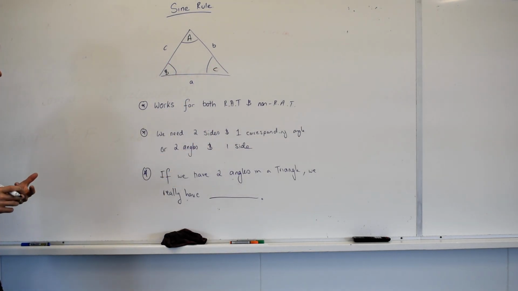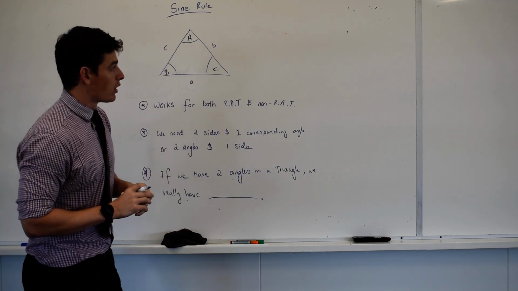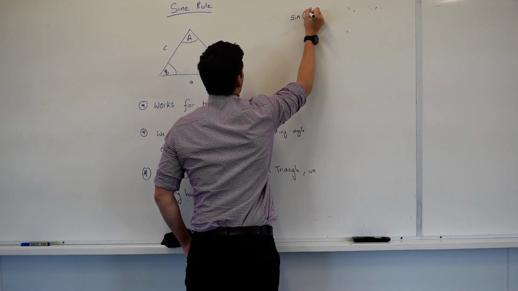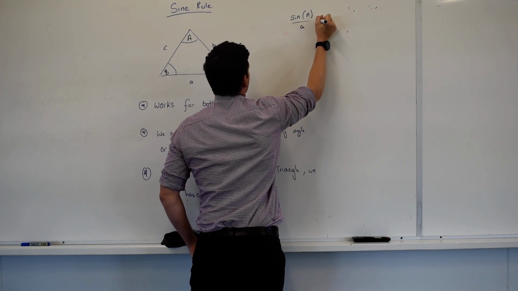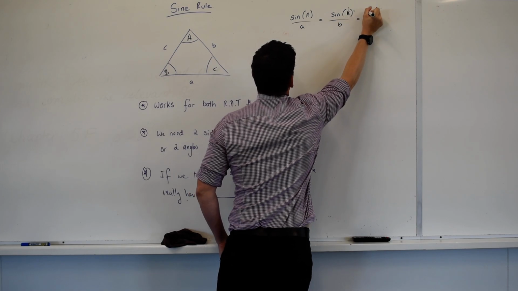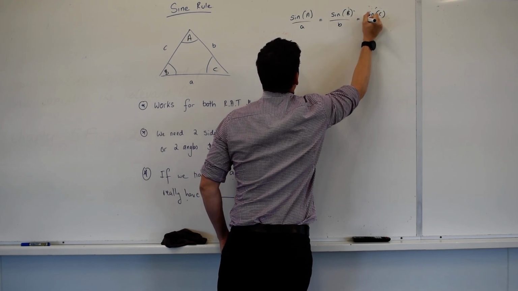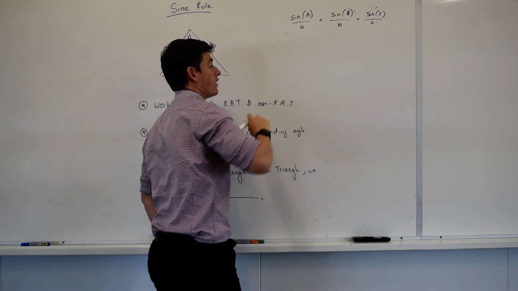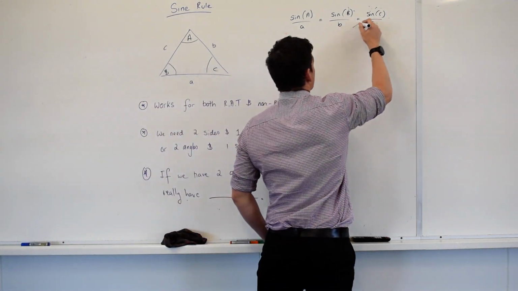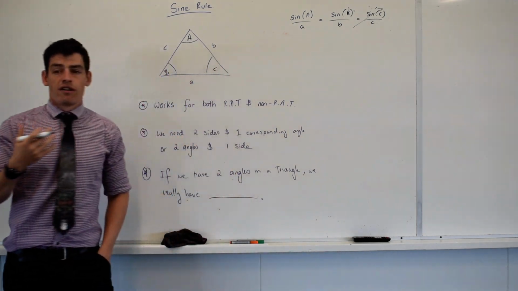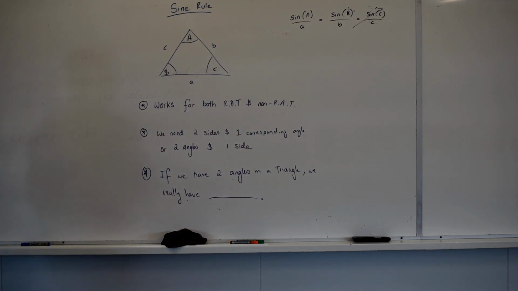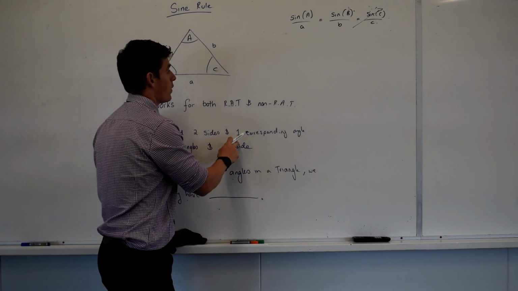So for our sine rule to work, I'll write what the sine rule is. The sine rule is sine A over A equals sine B over B equals sine C over C. Now we don't need all three of those, we really just need two. So this is pretty redundant because again, I can label the sides whatever I want.